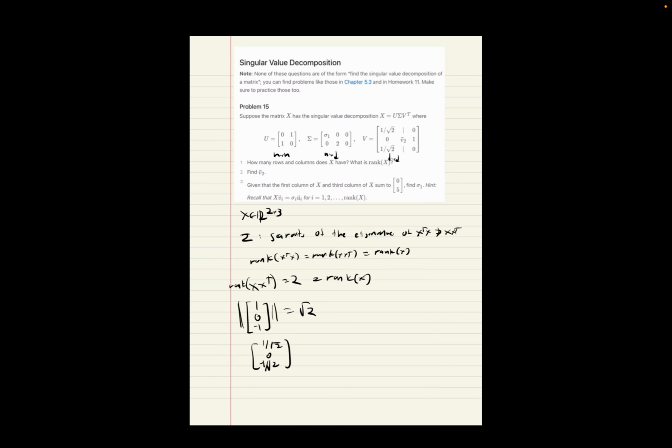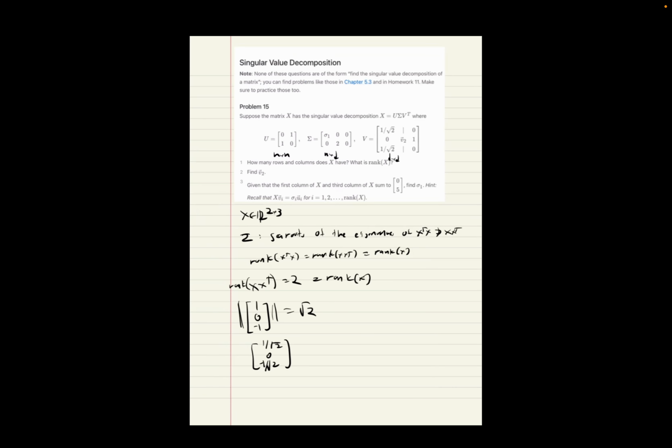For the last part, given that the first column of X and the third column of X sum to the vector 0, 5, find sigma 1. We'll ignore the part given in the beginning of the problem statement first and focus more on the hint, though, which is that when X is multiplied by a right singular vector, or a column of V, that is equivalent to a left singular vector, or a column of U, being scaled by their corresponding singular value, sigma i.